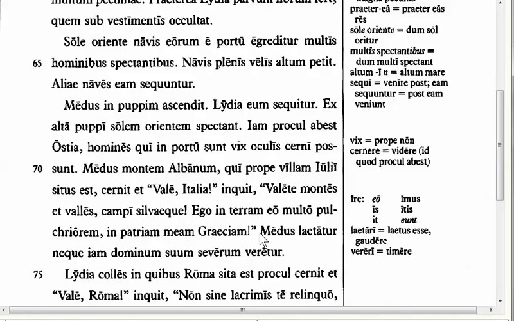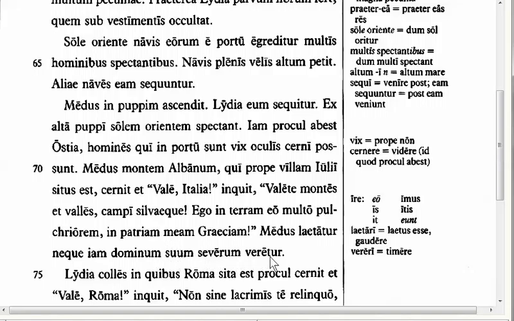Line 73 has another deponent verb, Medus laetatur, neque iam dominum suum severum veretur. Actually, two deponent verbs. We have Medus rejoices, laetatur, again, looks like it's passive. Third person singular looks passive, but it is deponent, so translated as active. Medus rejoices, and now he does not fear, veretur, his strict master.